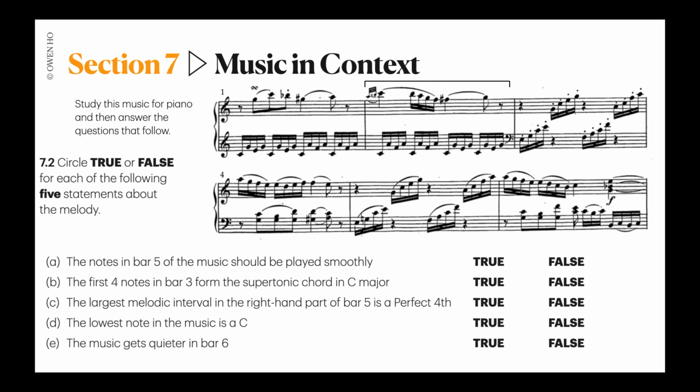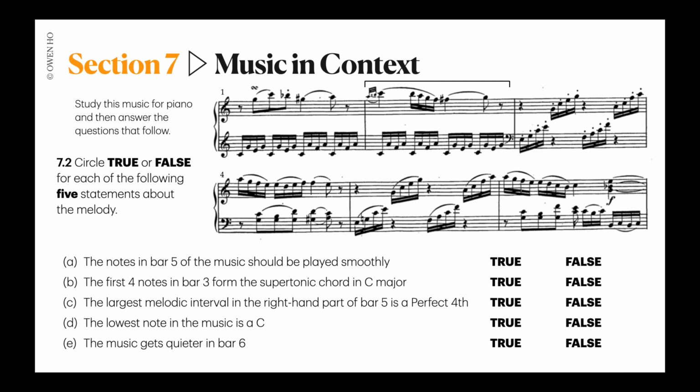Question 7.2. Circle true or false for each of the following 5 statements about the melody. This question requires us to look into the music carefully. Now let's tackle these statements one by one. A. The note in bar 5 of the music should be played smoothly. Is it true or false?